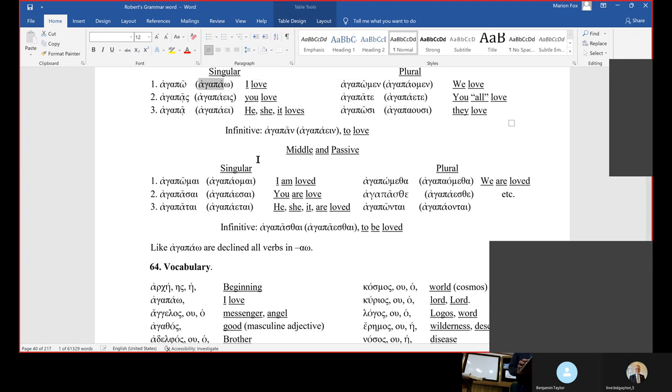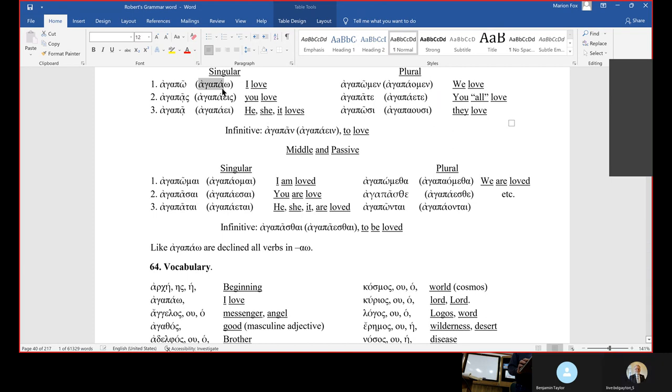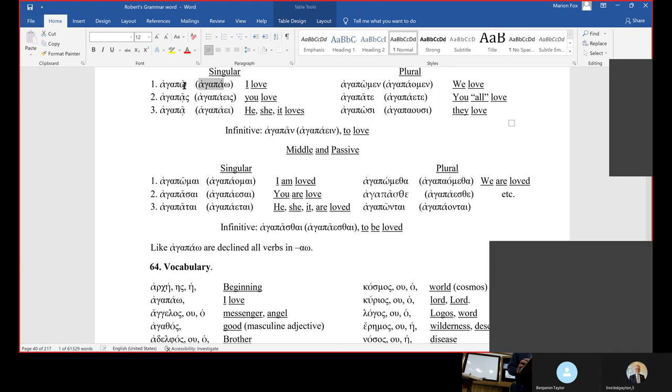And there's your stem. And so we're going to take that stem, and in this case right here, it becomes a contraction because they have an alpha and an omega together, and so they contract it. And so now it'll be in the lexicon as agapao, but most of the time it'll be the contracted form in this form right here.